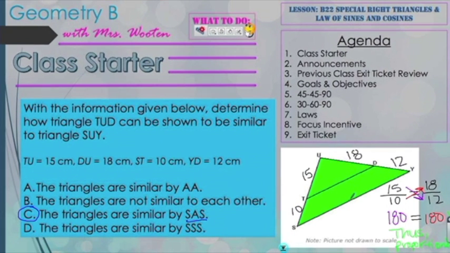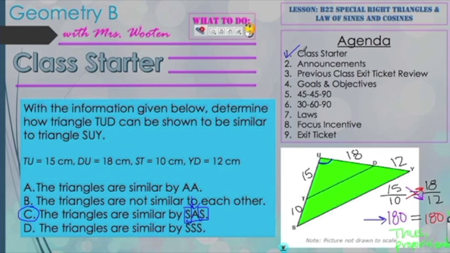The correct answer is C. The triangles are similar by side angle side. First of all, we know that we have two proportional sides because of the segments that were given to us plugged into this proportion over here. And since we got out a true statement, that means that the sides are proportional. So we have two proportional sides. Now the angle is the angle that's congruent that they share, angle U. So they are similar by side angle side.